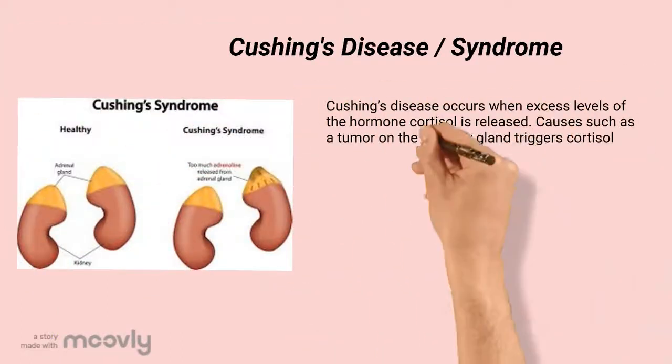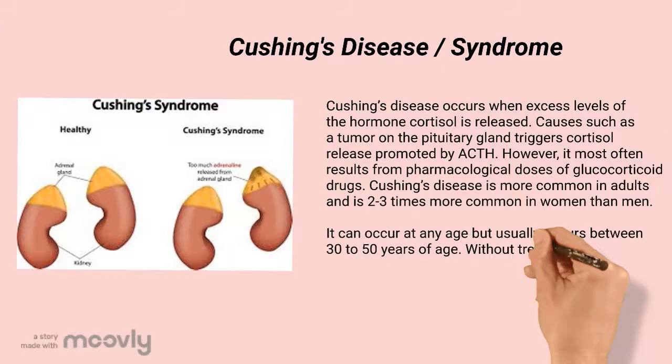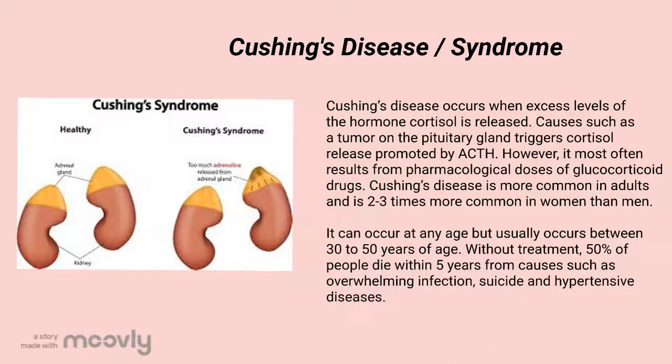Cushing's disease occurs when excess levels of the hormone cortisol are released. Causes such as a tumor on the pituitary gland or the adrenal gland trigger cortisol release. It most often results from pharmacological doses of glucocorticoid drugs. It is more common in adults and is 2 to 3 times more common in women than men, and it usually occurs between 30 to 50 years of age.